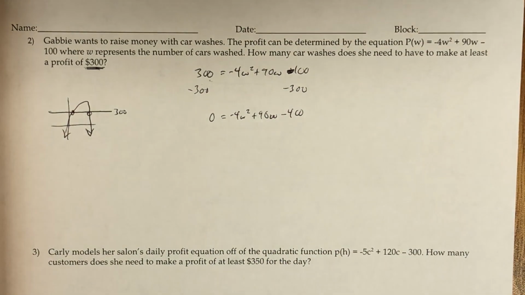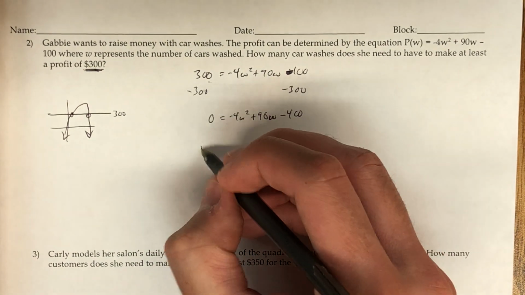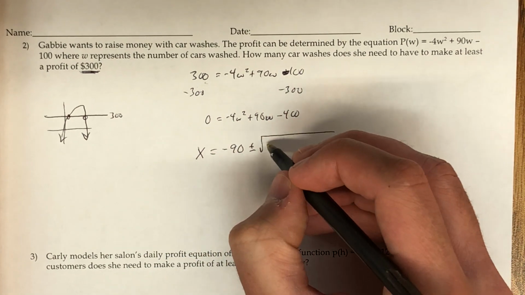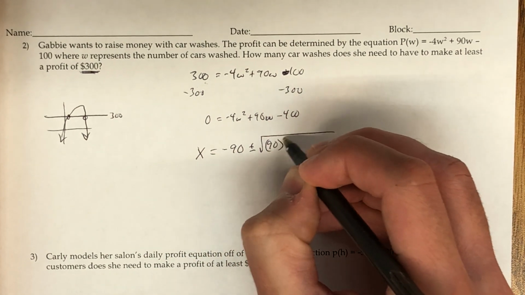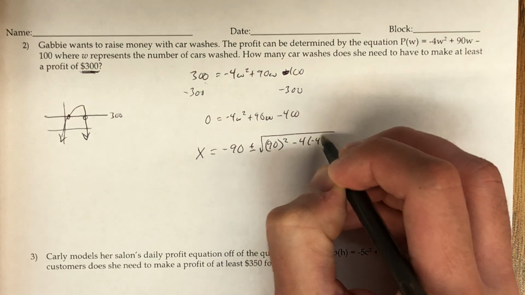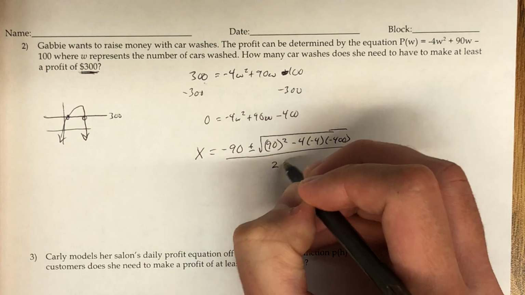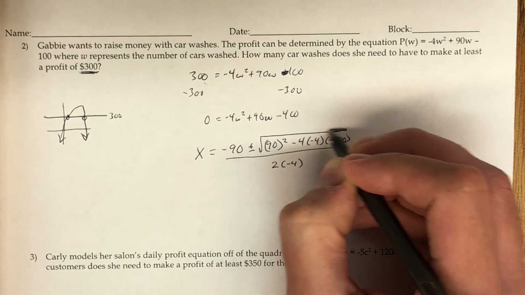And now we can use the quadratic formula to solve for W. So we'll have x equals negative b plus or minus the square root of b squared minus 4ac all over 2a.